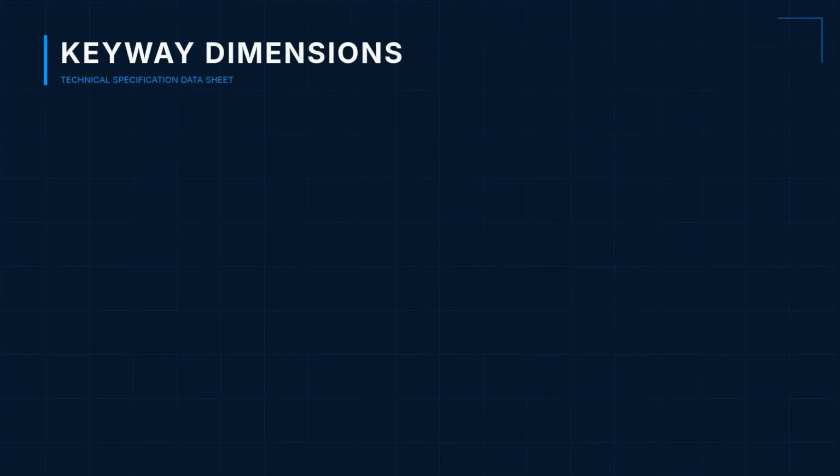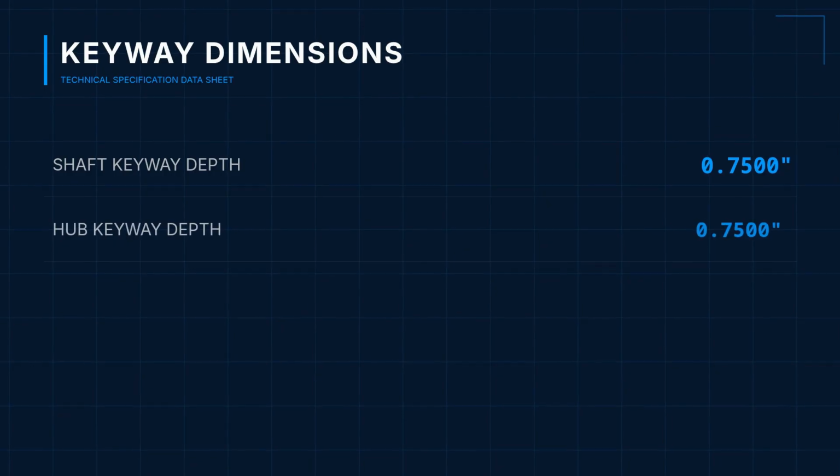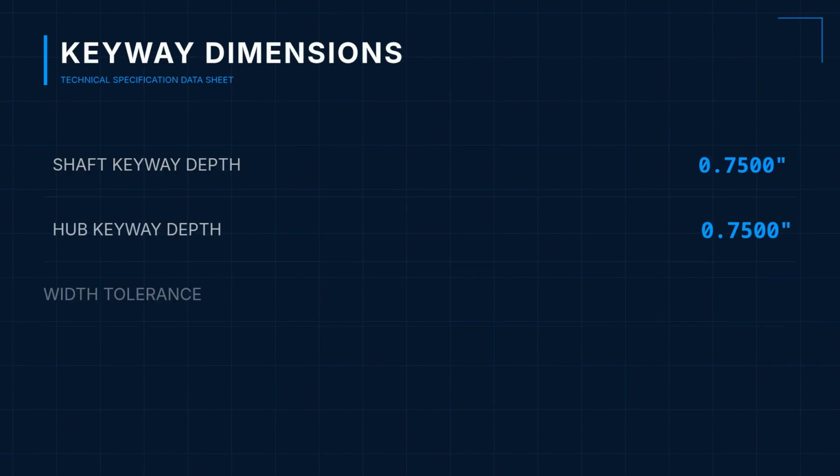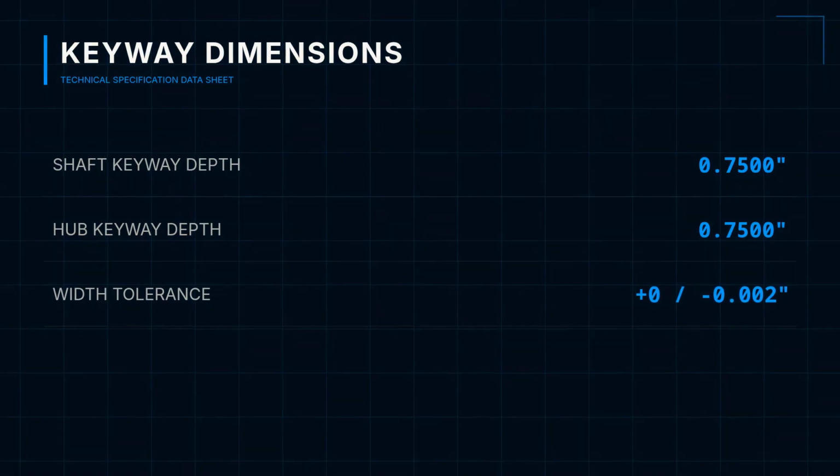The Keyway dimension section gives us the shaft keyway depth at 0.7500 inches, hub keyway depth also at 0.7500 inches, and width tolerance of +0 -0.002 inches.